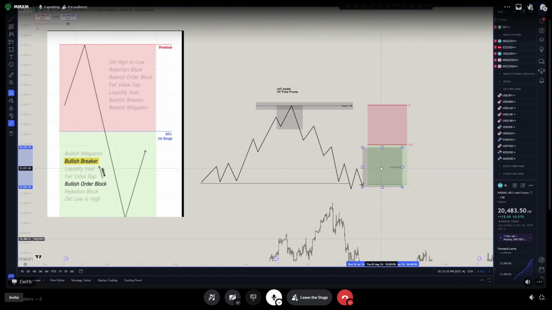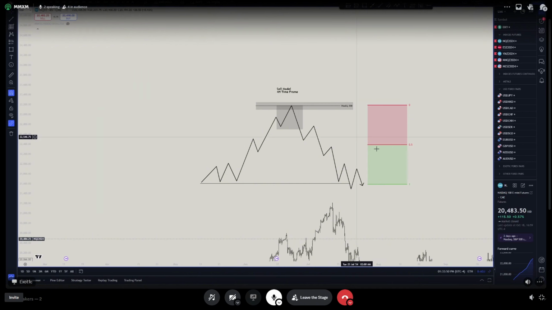And it's going to be the same thing for the buy model, but it's going to be on this end, and you're going to assume that there is going to be a bullish mitigation block, then a bullish breaker, then a bullish liquidity void, then a bullish fair value gap, a bullish order block, a bullish rejection block, and then an old low, and that's the way it's supposed to go downhill here. I'm not going to put too much emphasis on that, but when you are looking at this, just make sure you understand these are in the order of which each PD array should form.